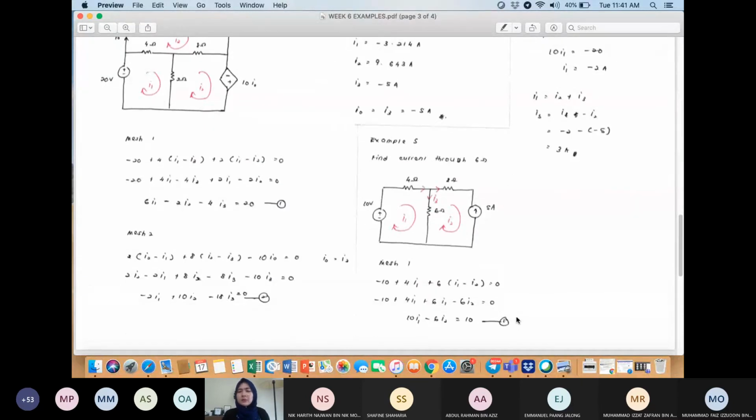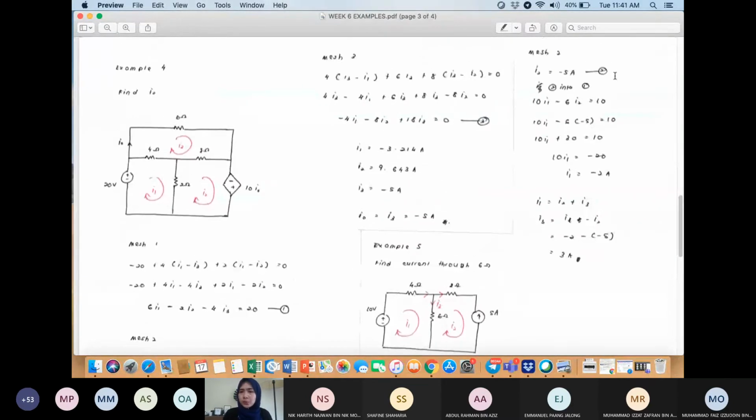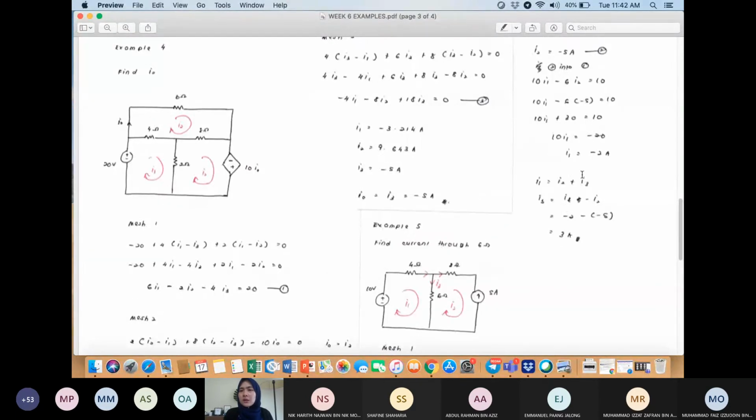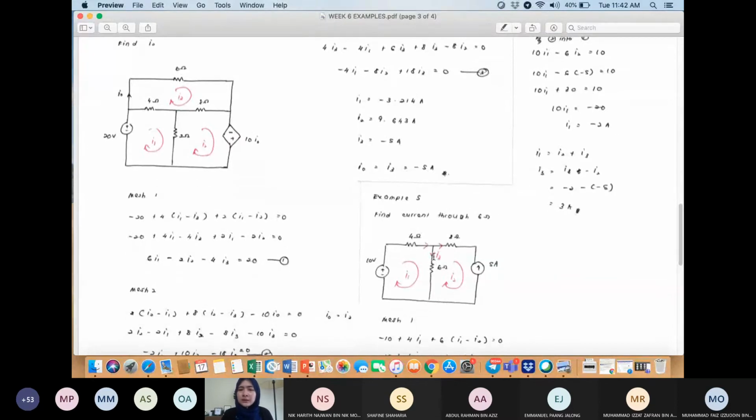So I name this equation 1 and this equation 2. I put equation 2 into equation 1, meaning I substitute I2 equals negative 5 into this equation. Then you can calculate I1, which equals negative 2 ampere. To calculate I3, you know that I1 equals I2 plus I3, so I3 equals I1 minus I2. You will get 3 ampere.